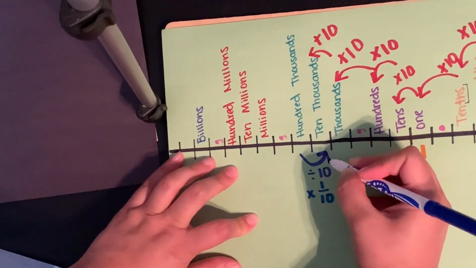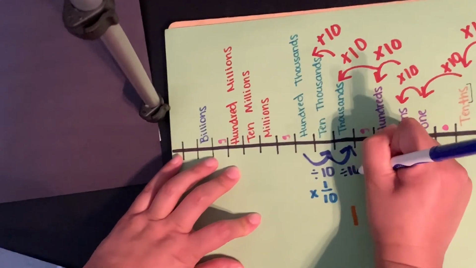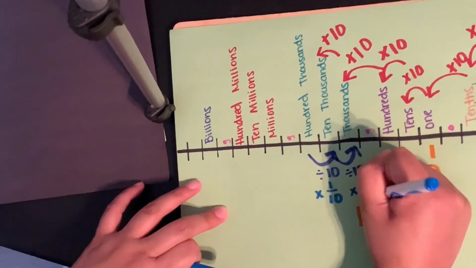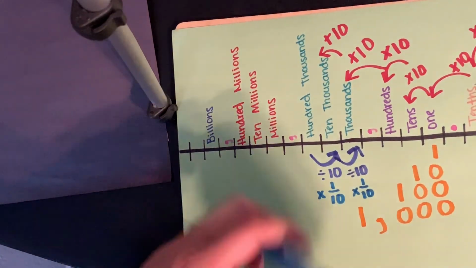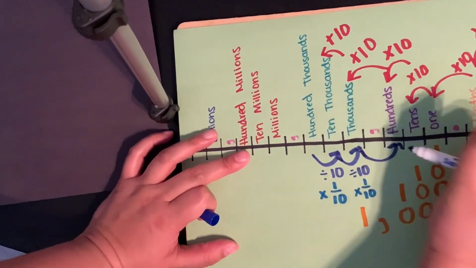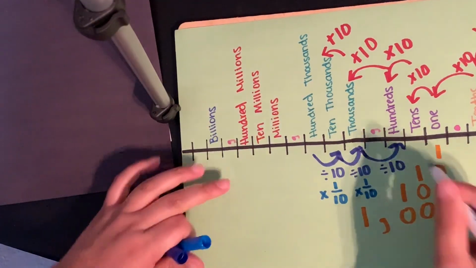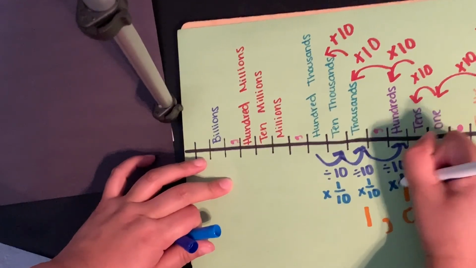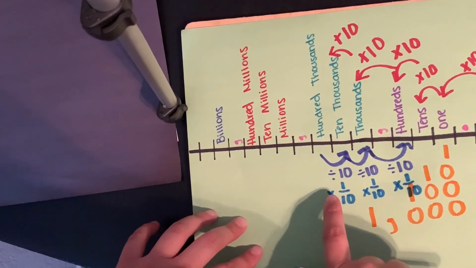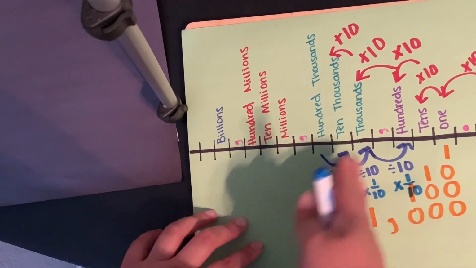When we move from 10,000 to the thousands, we can say we are dividing by 10 or multiplying by 1/10. All the way down, the pattern continues. Divide by 10 or multiply times 1/10. Dividing by 10 or multiplying by 1/10 will give you one place value to the right.